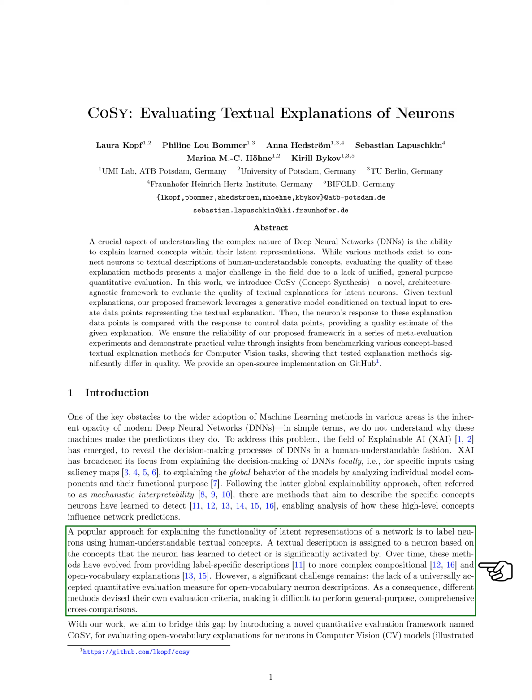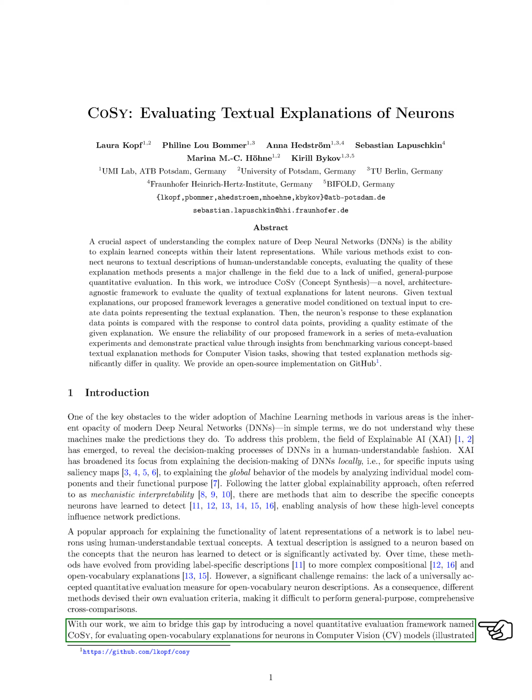Despite these advancements, a significant challenge remains in the lack of a universally accepted quantitative evaluation measure for open vocabulary neuron descriptions. This has led to different methods using their own evaluation criteria, making it challenging to compare them comprehensively. To address this gap, we introduce a novel quantitative evaluation framework called COSY for evaluating open vocabulary explanations for neurons in computer vision (CV) models.